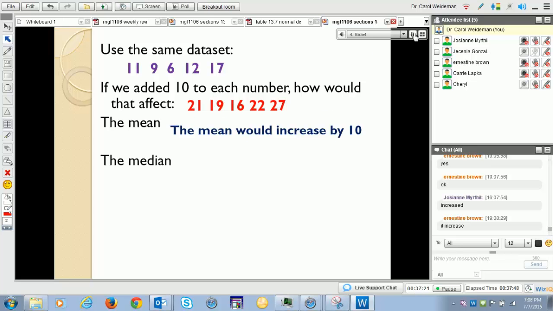What would happen to the median? We didn't calculate the median on this one. The median is actually 11. It's the same as the mean. It's also going to increase by 10.